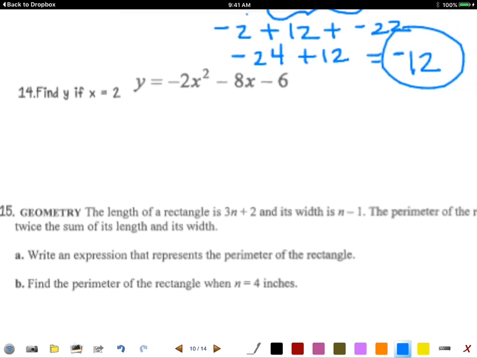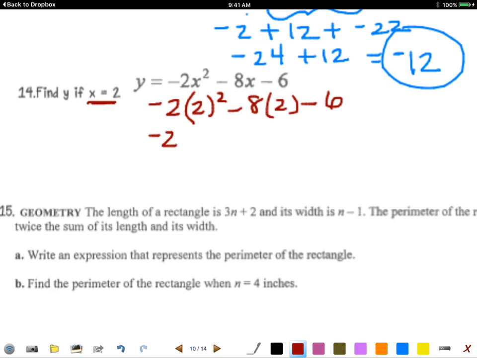Number 14. X is 2. So let's plug that in. So negative 2, and then in place of x, we're going to put a 2 squared. Minus 8 times 2 minus 6. All I did is take out all the x's and put a 2 in, since that's what the problem told me to do. So I'm going to square this 2 first.